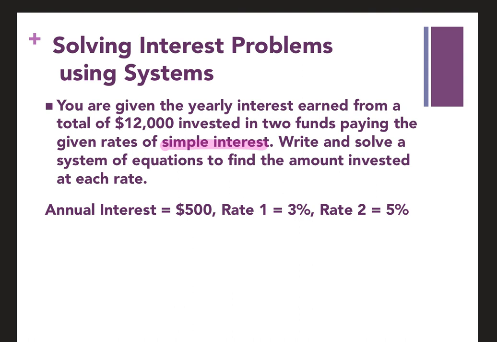Not compounded a certain number of times a year, which is your P times (1 plus r over n) to the nt. We're not doing that. And this is not compounded continuously with Pert. We're not doing that. Simple interest means literally take your money that's invested and multiply it times the rate in decimal form. So I have $100 invested in an account and I'm earning 3%, at the end of the year I would have $3.